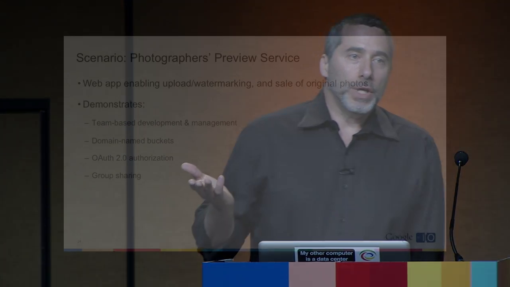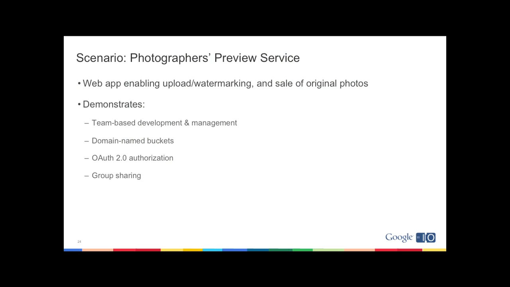I'm going to show you using team-based development and management to build this application and deploy it. I'm going to show you domain-named buckets. So you can make buckets with a domain name in it, and this is useful if you want to brand the service or application you're deploying as being run as you as opposed to something that's in Google. I'm going to show you OAuth2 Authorization, and I'm going to show you group-based sharing using Google Groups infrastructure.